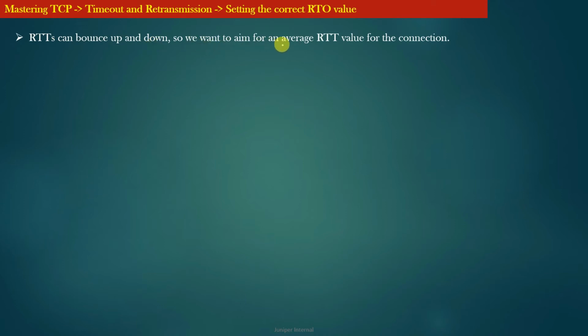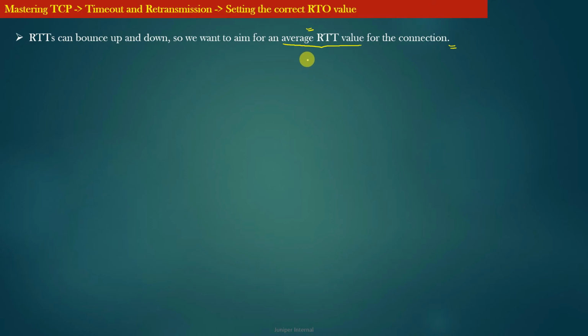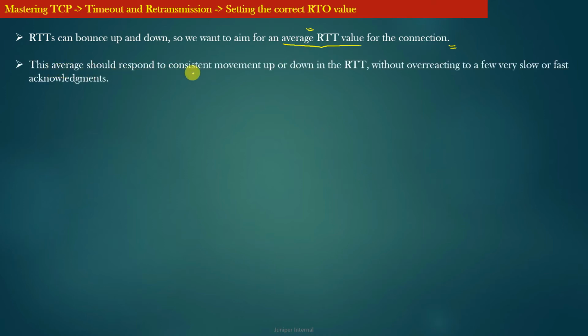So we want to aim for an average RTT value for the connection. Because RTT is per segment, it might happen that one particular data segment takes an unusually long time. Therefore, the RTT value for that one data segment could be unusually high compared to the previous n data segments. Therefore, TCP works with the average RTT value. This average should respond to a consistent move up or down in the RTT value without overreacting to very slow or fast acknowledgements.